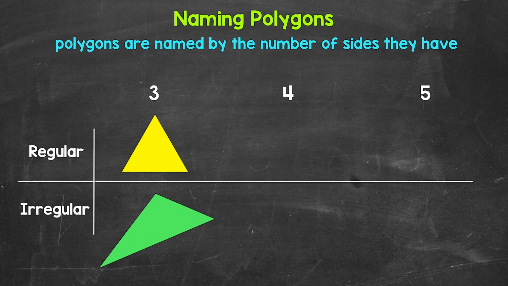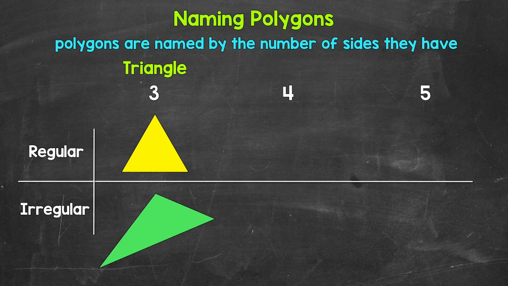A polygon with 3 sides is called a triangle. Now, there are 2 triangles here. The top triangle, that's yellow, is a regular polygon, a regular triangle. The green triangle below is an irregular polygon, an irregular triangle. So when we hear regular or irregular, a regular polygon means all of the sides are the same length, and all of the angles are the same measure. An irregular polygon is a polygon that does not have all sides the same length and all angles the same measure. We'll look at an example of both for each kind of polygon we go through.